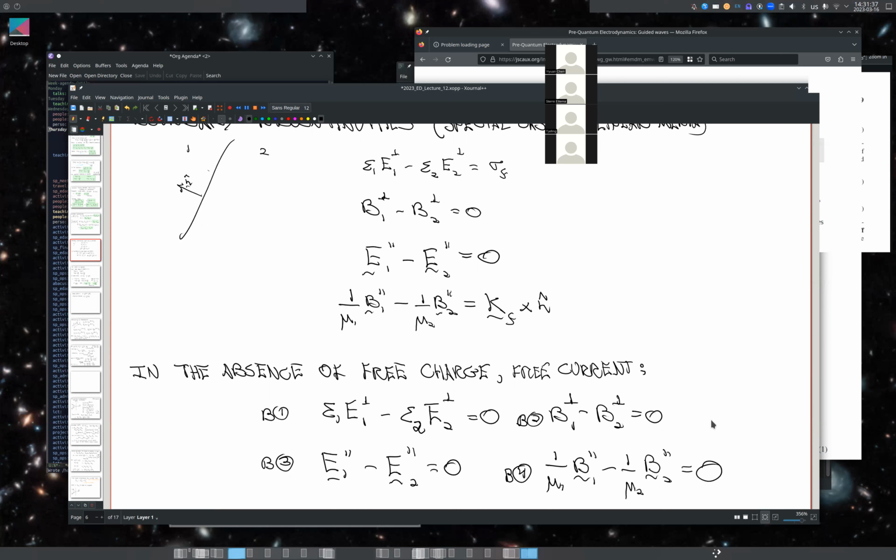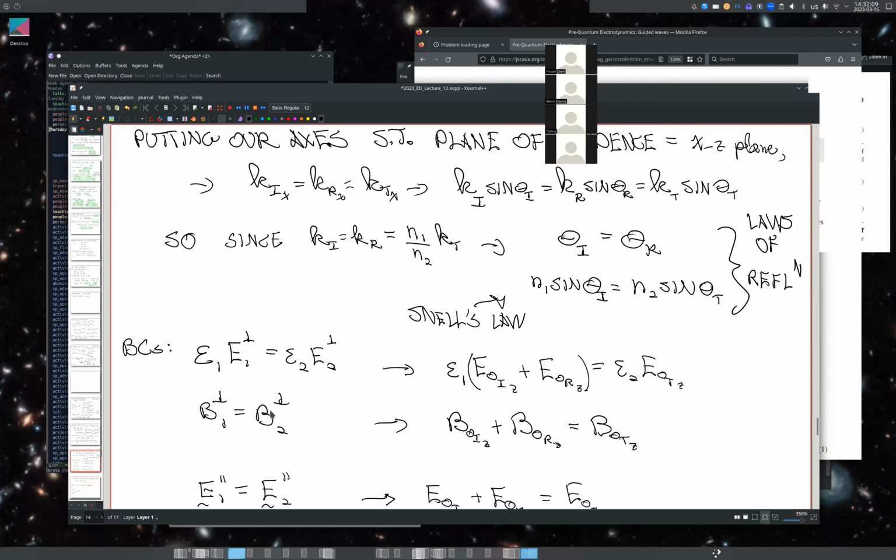That means the permittivity in 1 times the electric field perpendicular to the surface in 1 has to be the same thing as in 2. The perpendicular magnetic fields have to be continuous. The parallel electric fields have to be continuous. And the parallel components of the magnetic field have to be related by the inverse permeabilities of these media. Okay, so these are the equations that we will fulfill. Let's just see where we are.